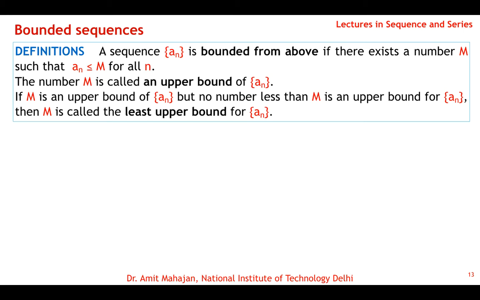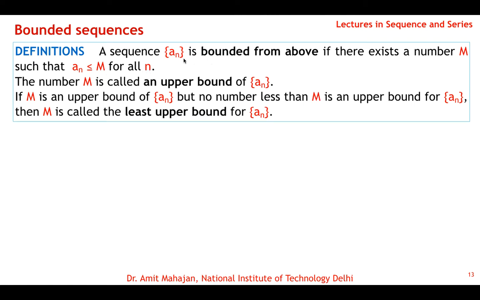There are two important concepts which play a key role in determining the convergence of a sequence. One is boundedness, and the other is monotonic sequences. First, let us take the definition of a bounded sequence. A sequence an is bounded from above if there exists a number m such that an is less than or equal to m for all n.